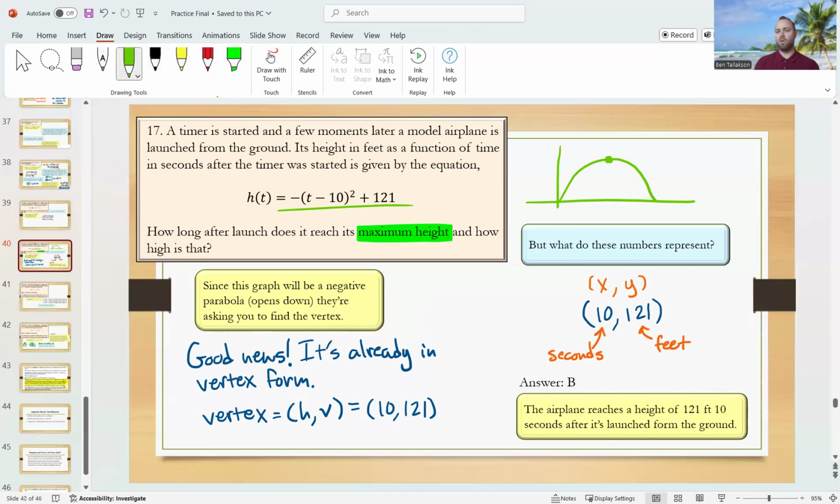Well, the x-axis is always time, so this is going to be seconds, and the y-axis in this case is feet. They want to know how long after does it reach its maximum height. So we're looking for the x value, which is seconds, of 10, and the y value, which is feet, which is 121. So what this really means is the airplane reaches a height of 121 feet, 10 seconds after it's launched from the ground.